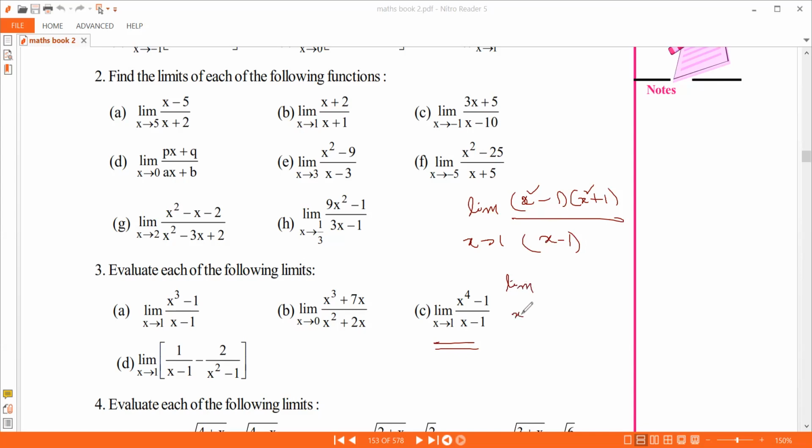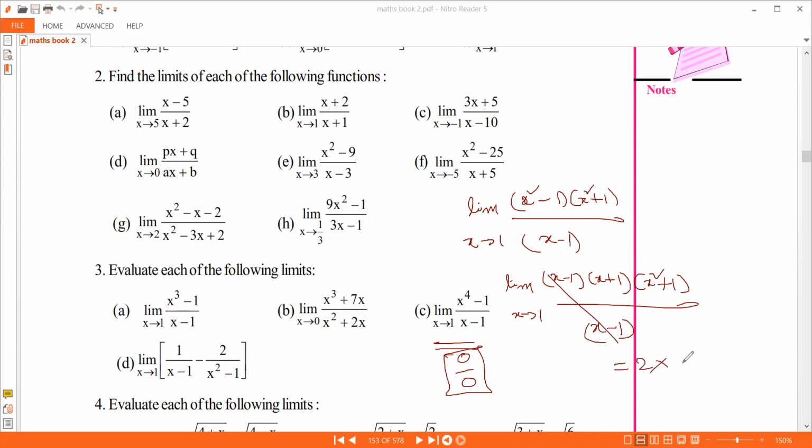As x tends to 1, you get 0 by 0 form. The hurting term has to be removed. x square minus 1 is nothing but (x minus 1) into (x plus 1), into (x square plus 1), whole divided by x minus 1. And then these two are out. So when you put x equal to 1, you get 2 times (1 plus 1), which is 2 times 2, which is 4.